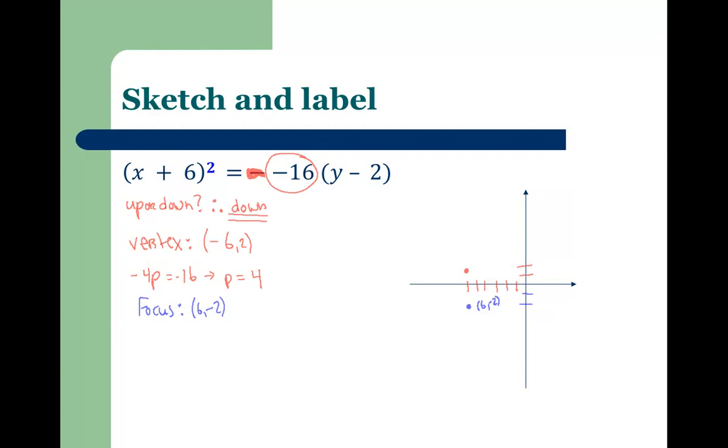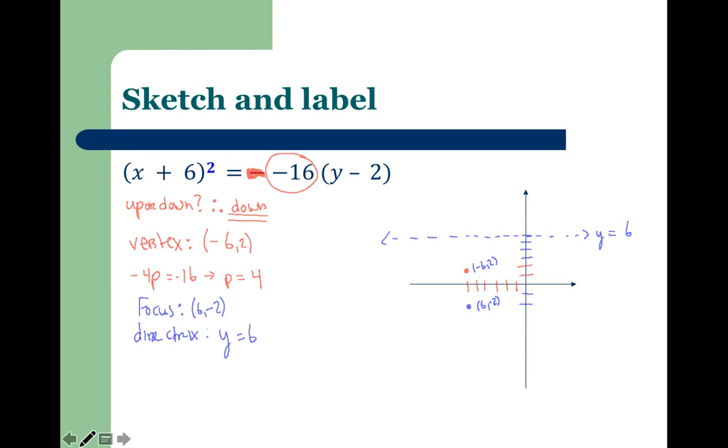I'm going to go 4 up from the vertex to get to my directrix. 1, 2, 3, 4. y equals, what was that? 1, 2, 3, 4, 5, 6. What was this point? Negative 6, 2? Yeah. The directrix, as an equation, is y equals 6.